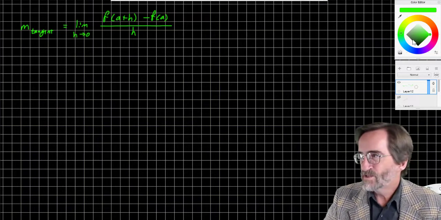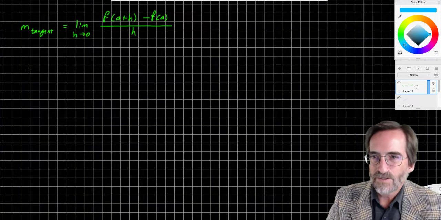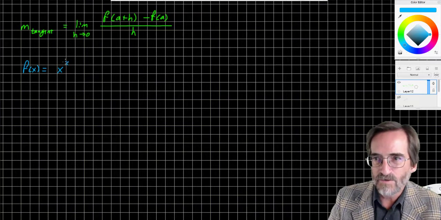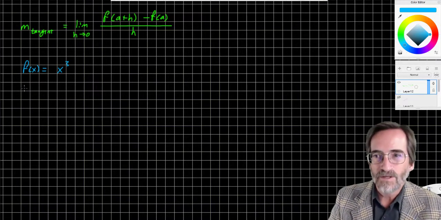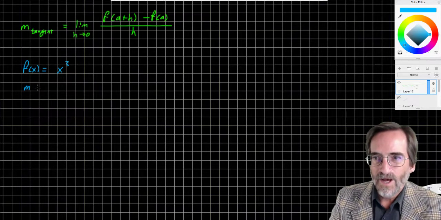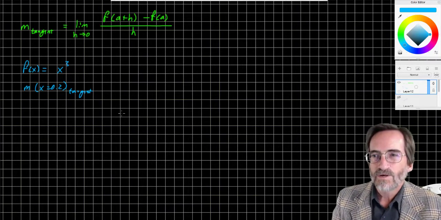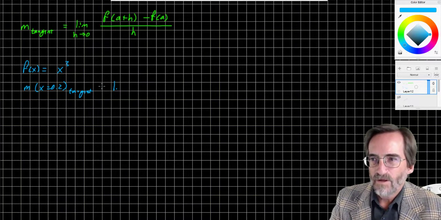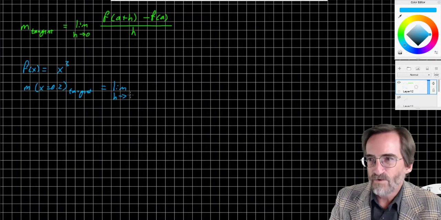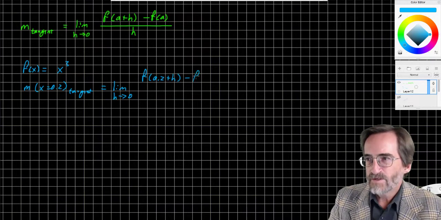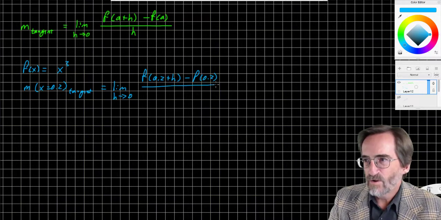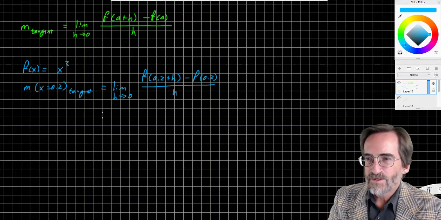So let's apply it to something fairly simple. Let's say f of x equals x cubed, and we're going to find the slope of the tangent line at x equals 0.2. Using kind of funky notation here. So here's what I'm going to do. I'm going to find the limit as h goes to 0 of f of 0.2 plus h minus f of 0.2, all over h. Okay, and let's do the algebra.